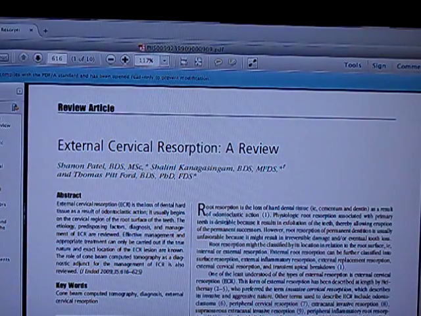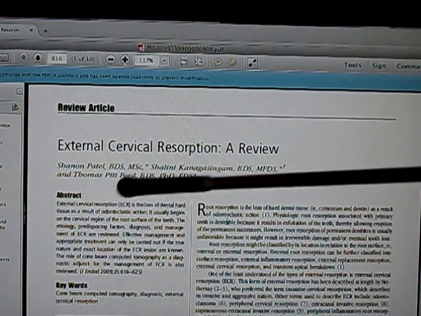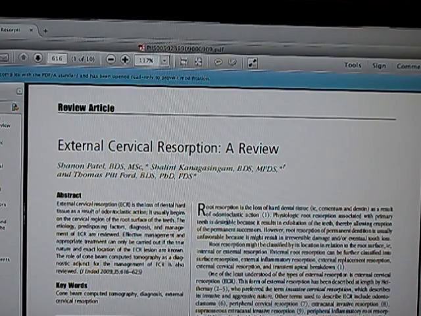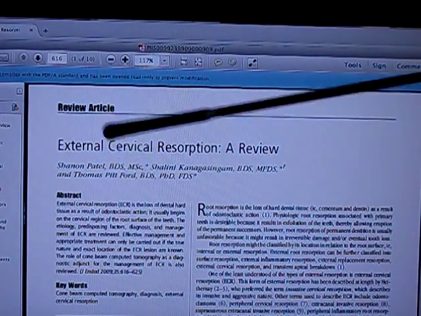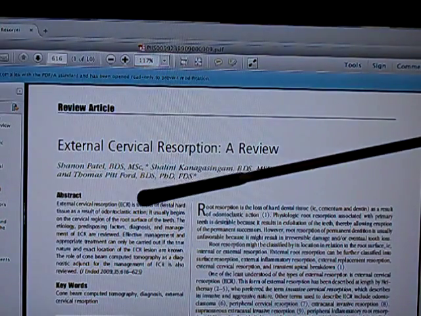If the source of the odontoclast is from outside of the tooth, that's external. If the source of the odontoclast is from inside the tooth, meaning the pulp, that's internal. So we could call it pulp-based resorption instead of internal, pulp resorption, or external attachment resorption. External resorption: something is happening outside the tooth to tell these cells go ahead and eat that tooth.